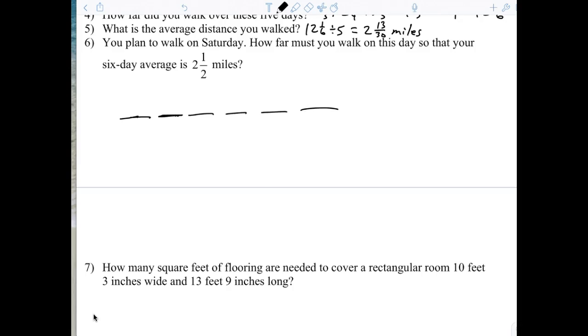Now, how many miles do I need to walk each day to average 2.5 miles? No, I'm not even asking about the last day you walked. I'm asking how many miles do I need to walk every day to average 2.5 miles? If I walk 2.5 here, 2.5 here, 2.5, 2.5, 2.5, 2.5, for those 6 days, my average will be what? 2.5. But the problem is I didn't walk 2.5 every day.